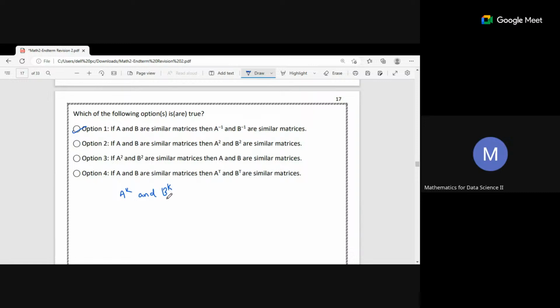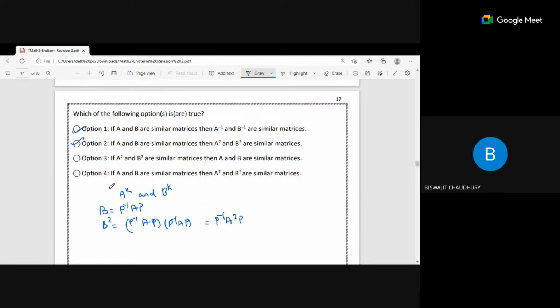Ma'am, can you do that again? We have already done this. B is equal to P inverse AP. So B square is equal to P inverse AP into P inverse AP. You just have to switch brackets and you will get P inverse A square P. Yes, ma'am. The same way you can do it for any power, right?